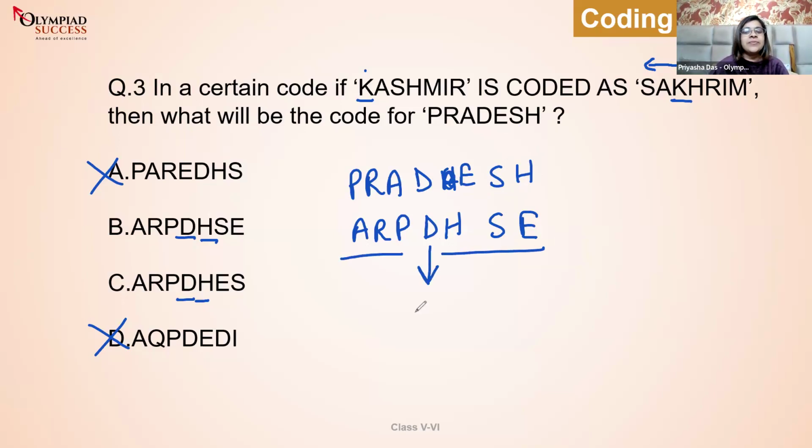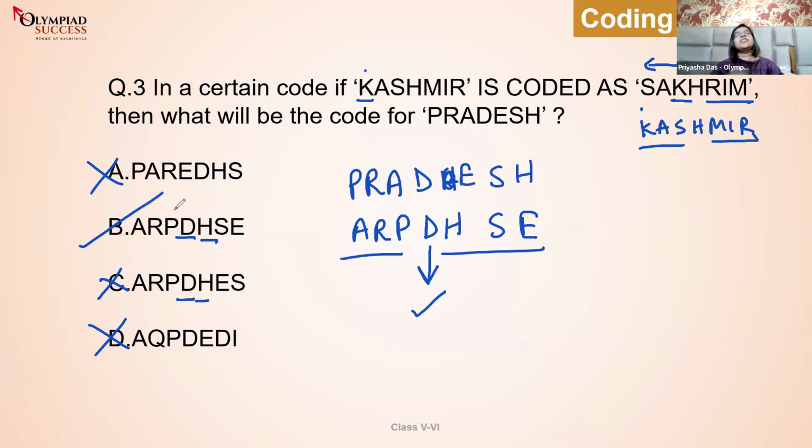The middle letter remains the same. Same happens for Kashmir as well. Kash, H remains the same. And then Mir. These three change, these three change. So the correct answer for this question is not C. Some of you answered C. The correct answer would be B. Yes, no, maybe?